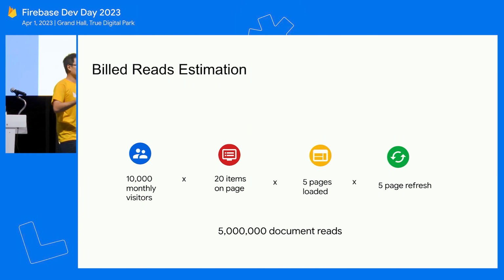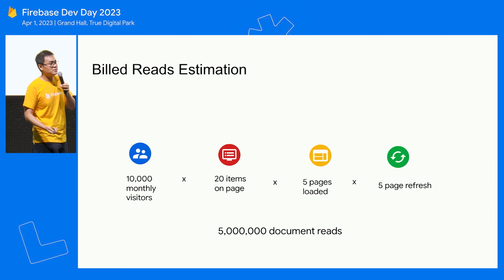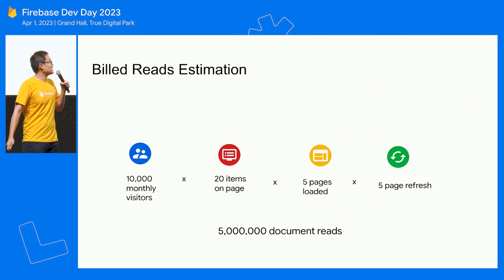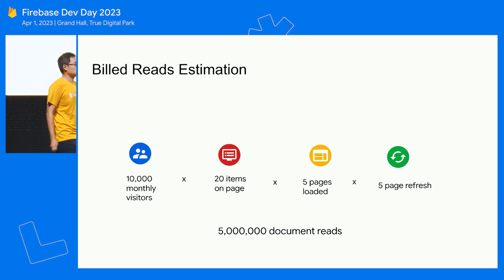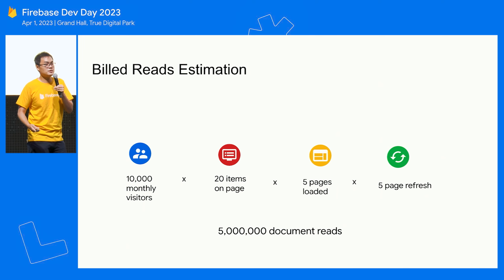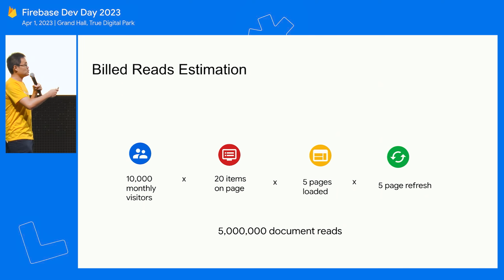So let's just give a more optimistic number of 5 page reloads and also 5 page refreshes. So they refresh the page 5 times, they navigate back and forth 5 different pages of the same products. And this is how much it would roughly cost you to read those documents if you're using Firestore. So you will probably use around 5 million document reads.